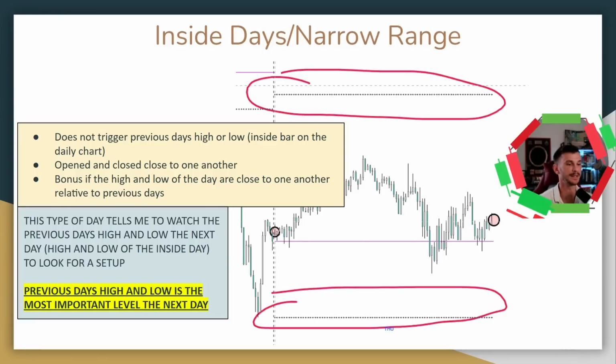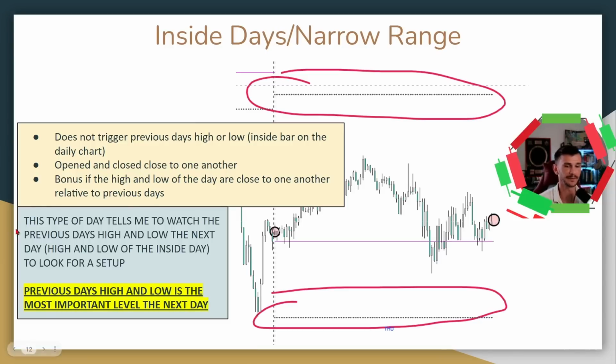What does an inside day look like? Well, it's a day that opened, tried to go higher, tried to go lower. It doesn't really matter, okay? But it did not trigger the previous day's high or the previous day's low, not even with a wick. That is an inside bar on a daily chart. And in this case, they opened, put in a high, put in a low that were very close together, and the open and the close are very close together. This is a very narrow range day, which could lead to a period of expansion.